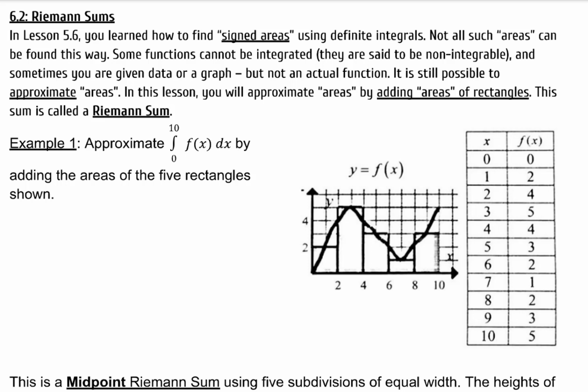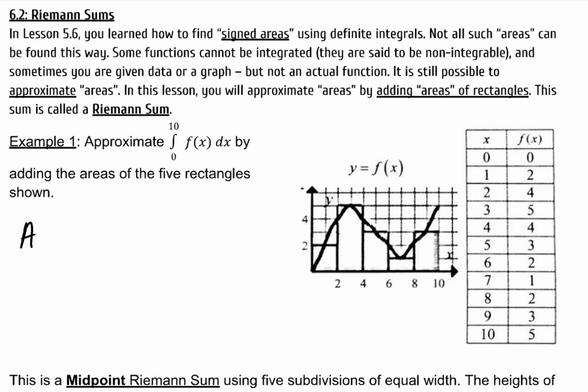In this lesson, you will approximate areas by adding areas of rectangles. This sum is called a Riemann sum. Example 1. Approximate the integral of f of x from 0 to 10 by adding the areas of the 5 rectangles shown. This can be shown as the following.